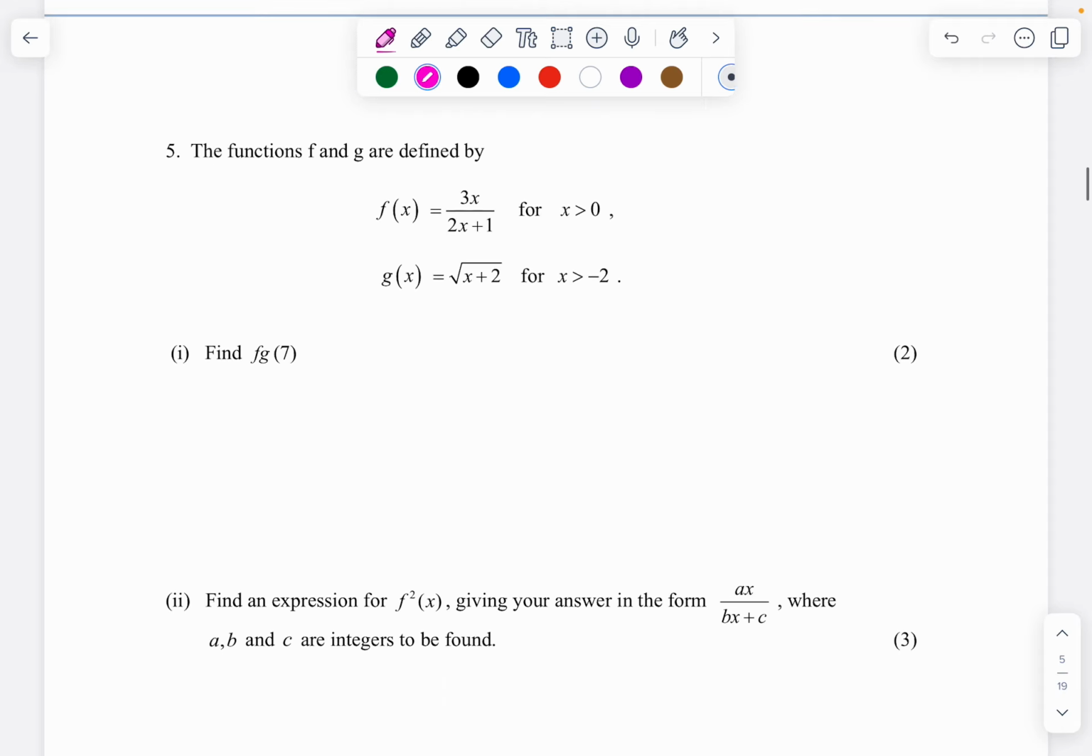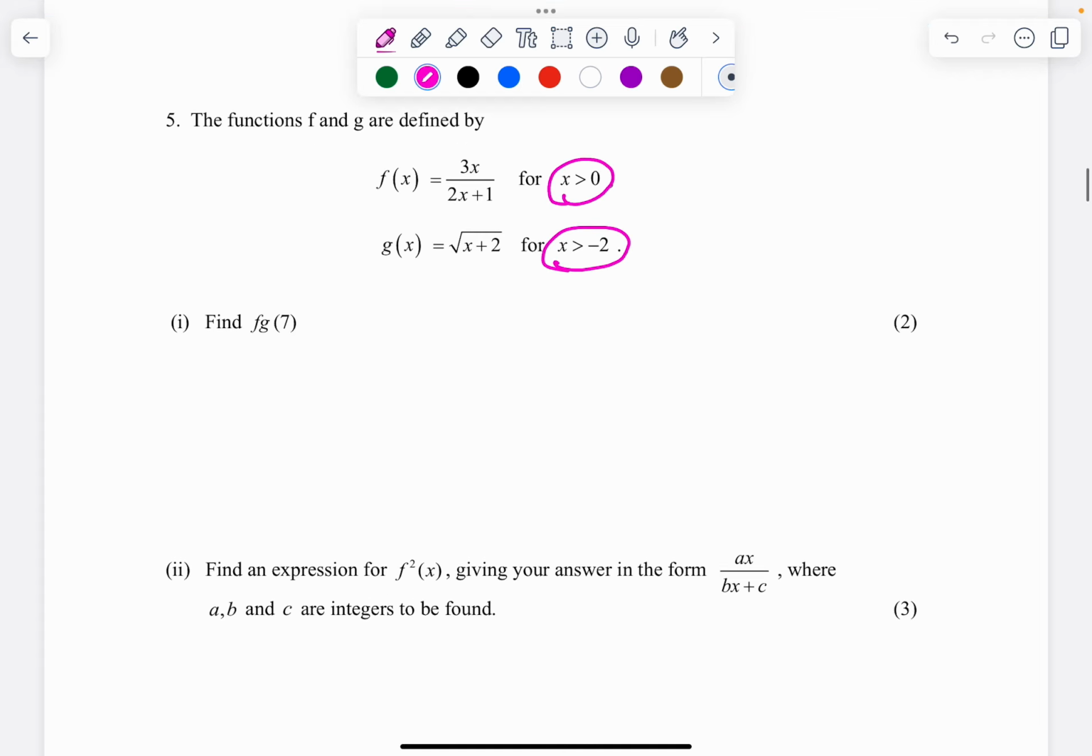Then question number 5. Functions f and g are defined by f of x equal to 3x over 2x plus 1, where x is greater than 0, and g of x equal to square root of x plus 2, where x is greater than negative 2. So now we need to find what is f of g of 7. First let us find what is g of 7. G of 7 is square root of 9, which is plus or minus 3. But you see that x must be greater than negative 2, so we must take it as only positive 3.